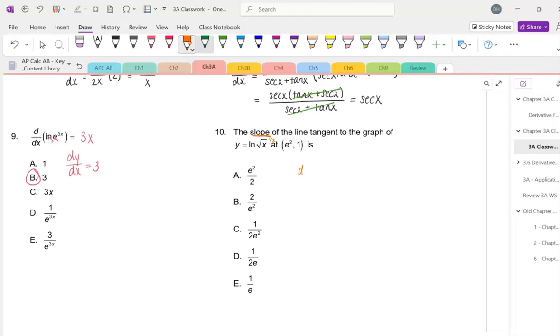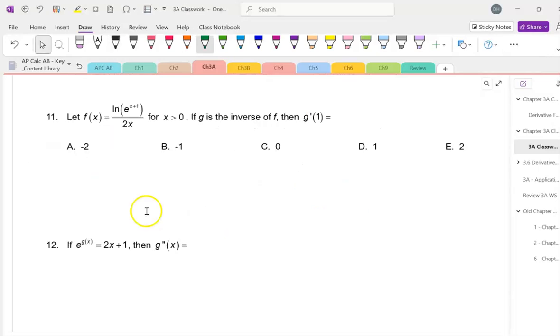And your slope, dy over dx, is going to be 1 over rewrite, multiplied by the derivative. So we've got 1/2 x to the power of negative 1/2. Negative exponents always move to the bottom. So we've got 1 over 2 root x, and then this is going to be another root x. Root x times root x is just x. So it's just 1 over 2x, and then input e squared, 1 over 2e squared.